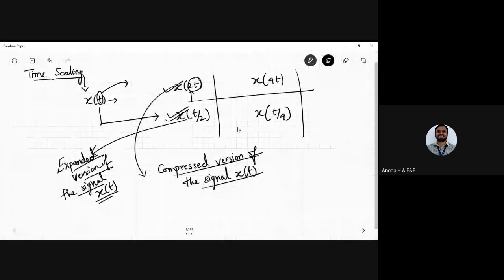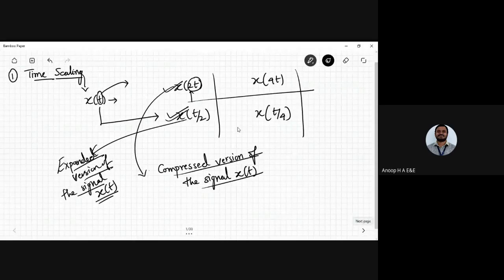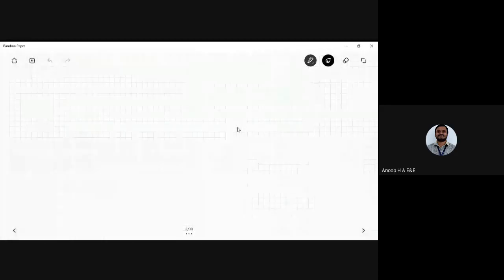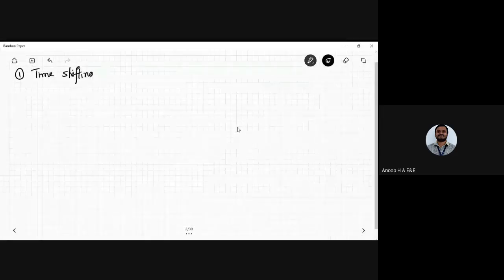I think in the last class, I had given you a problem to solve, where you had to find x of 2t, x of t by 2, and x of minus t, and so on. So this was for the time scaling property on the independent variable. Next, in today's class, we are going to understand what you mean by time shifting property.